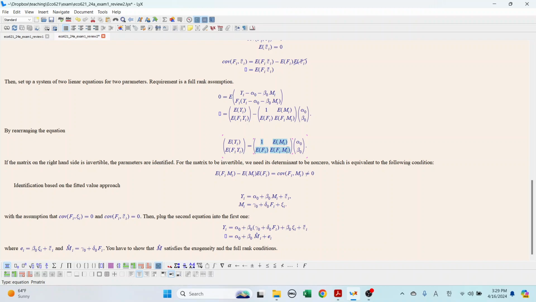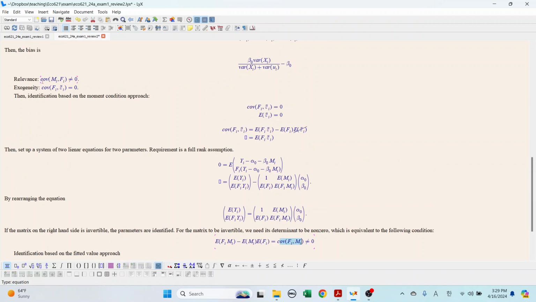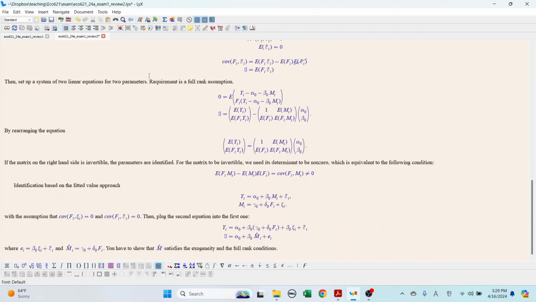And the determinant is not zero. For this to be invertible, the determinant should be non-zero, and the determinant is this guy, which is the covariance, and it should not be zero, right? So non-zero covariance is the relevance condition we proved earlier, right? That's it. So if you show that when the covariance is not zero, this matrix is invertible, then that is the identification proof, okay?